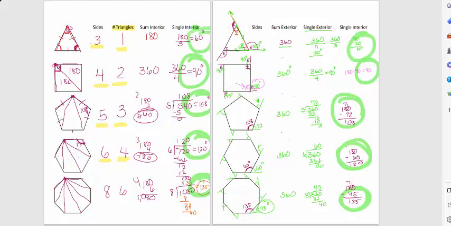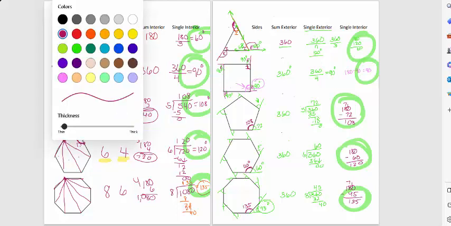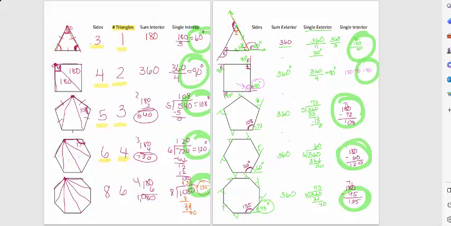So you could use either method to figure out the measure of the interior angles, the triangle method or the exterior angle method. And just a quick little side note here. If you wanted to know the exterior angle of a pentagon and you found out the interior using the triangle method, you could also do 180, take away 108, for example, and figure out the exterior that way too.